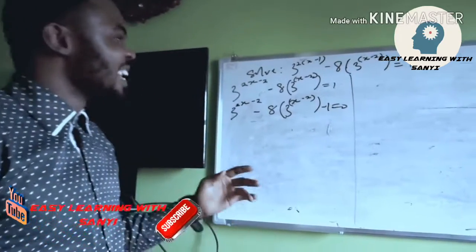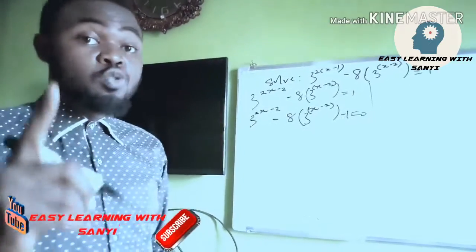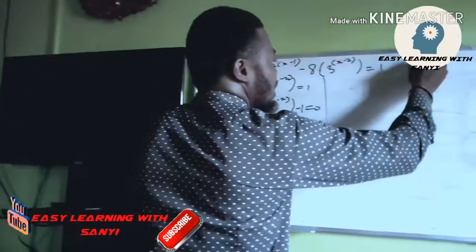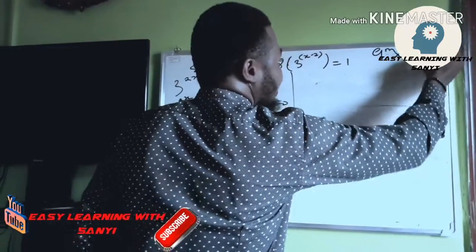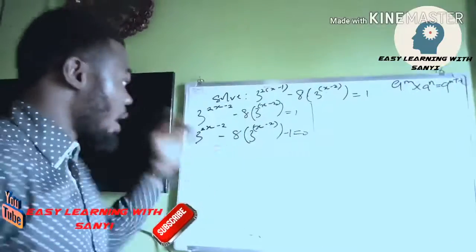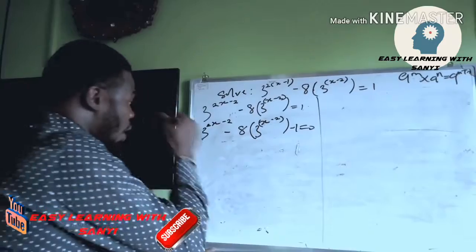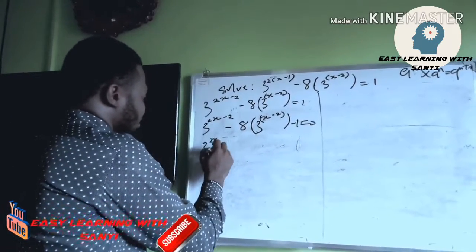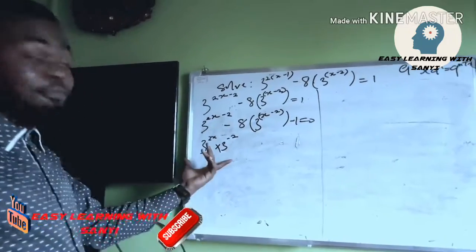So what do I do now? The next thing I need to do is apply the first law of indices. The first rule of indices says that a raised to power m times a raised to power n equals a raised to power m plus n. That is the first rule of indices, so I will apply it here. I'll have 3 raised to power 2x times 3 raised to power minus 2. I've applied the first rule of indices.